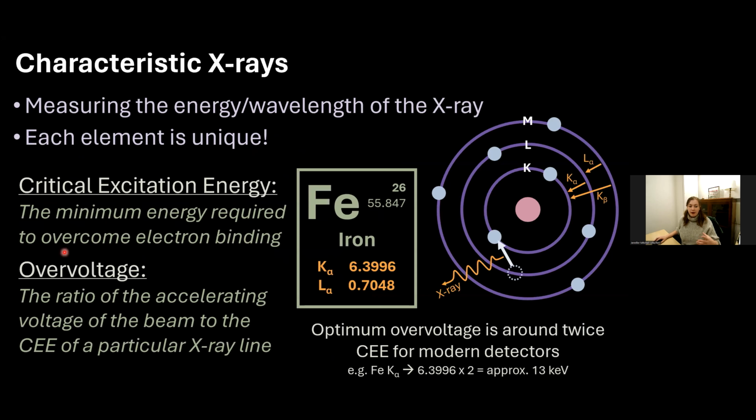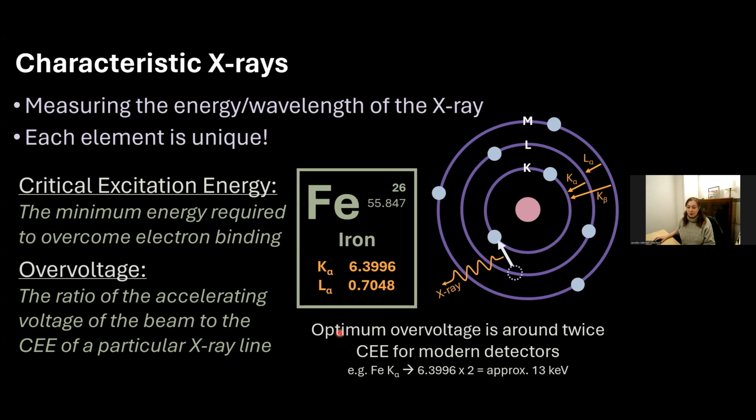We then have to worry about our overvoltage. So it's the ratio between the accelerating voltage of your beam and the critical excitation of a particular X-ray line in a particular element. And you'll see these on periodic tables. So pretty much every SEM lab has the same periodic table. And we all have these little K alphas and L alphas, sometimes M alpha, on the bottom of our elements. And these are the values that we use to try and work out what voltage we need to be operating at.